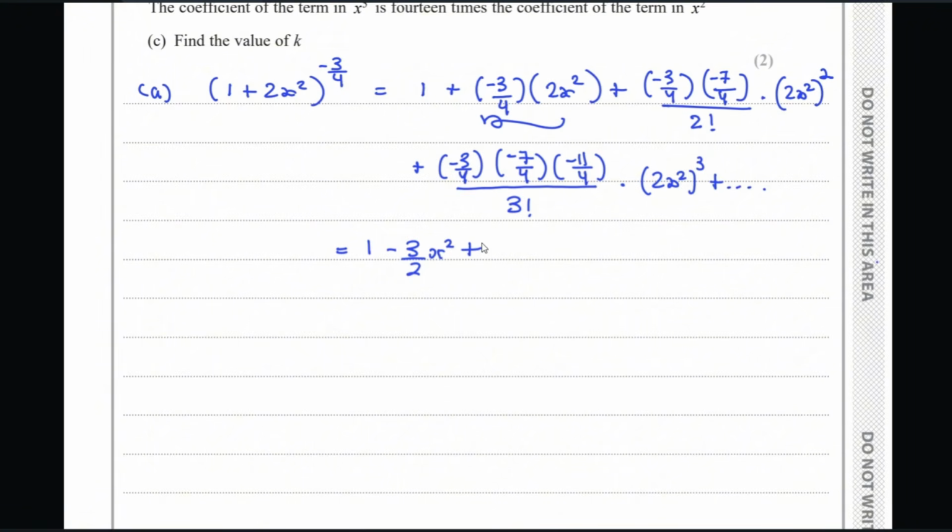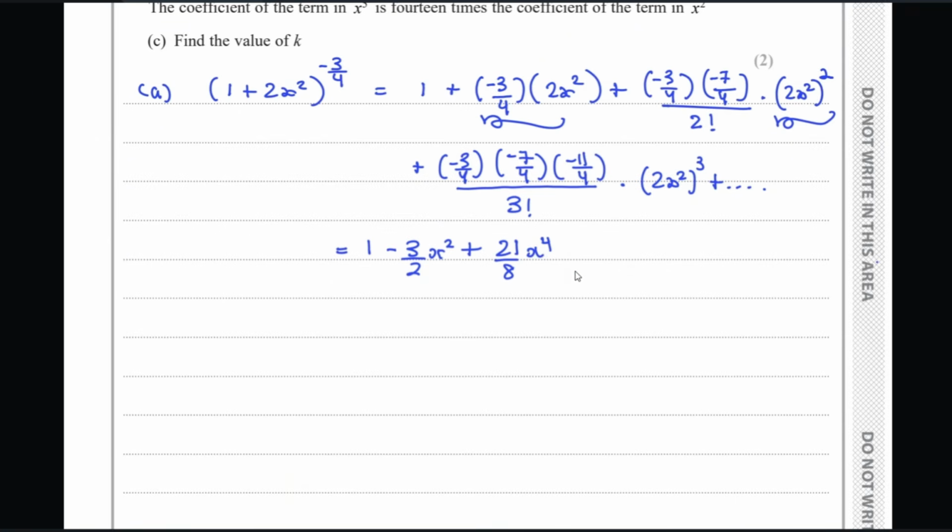Plus, now the second term. Let's use the calculator to solve this. Negative 3/4 times negative 7/4 divided by 2 factorial times this thing. If we apply the power 2, it'll be 2 squared, so times 2². That gives me 21/8, and (x²)² would be x⁴.